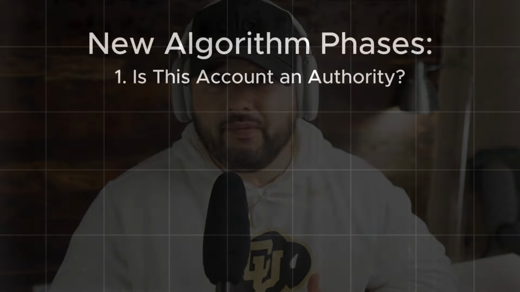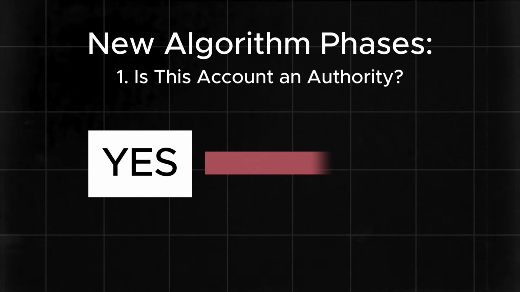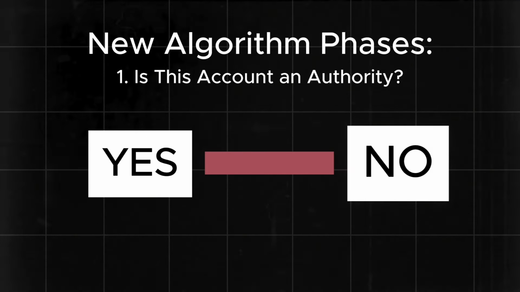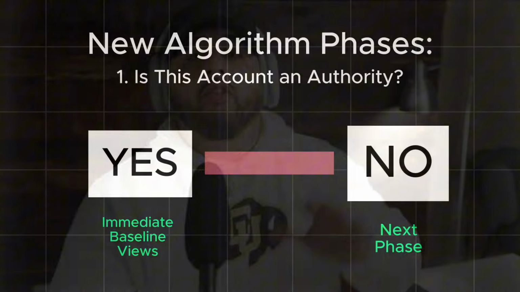All right, so let's say that you have a video that's completely ready to post, and you post it. The very first thing that TikTok's looking for in this new algorithm phase is: is your account an authority? If your account is an authority, you'll get an immediate baseline amount of views. But if not, you'll move on to the next phase. Now, let's talk about what authority is and how you can gain more of it.